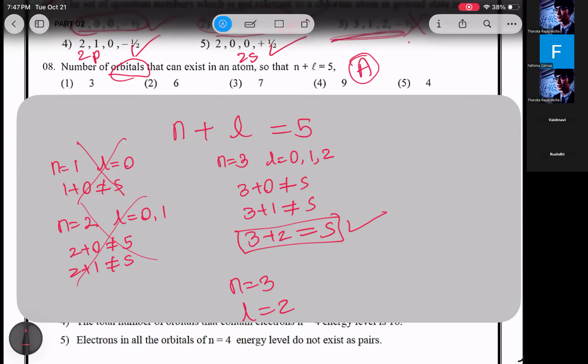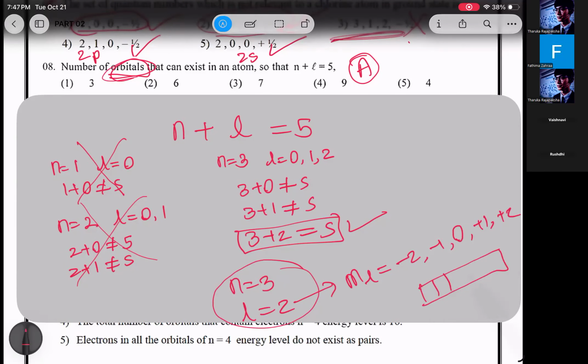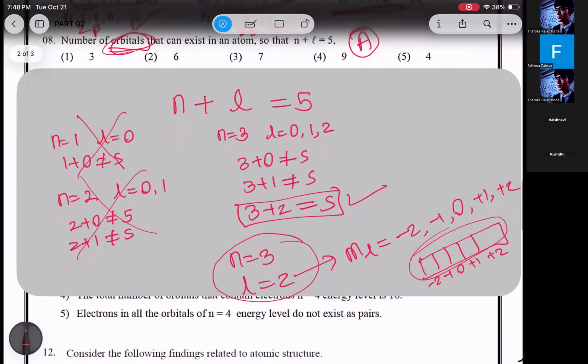Now we have to look into the question: the number of orbitals that can exist in an atom so that n plus L equals 5. They're asking about the orbitals belonging to this one. So when L equals 2, M sub L can be minus 2, minus 1, 0, plus 1, plus 2. That means there are 5 boxes here: 1, 2, 3, 4, 5. So there are 5 orbitals that can exist. This is for L equals 2.